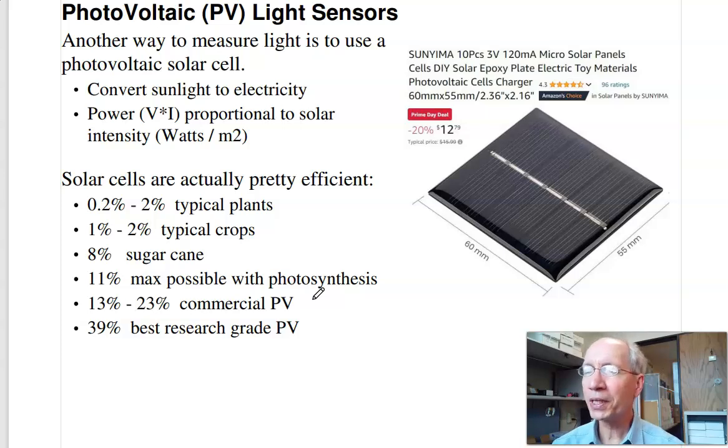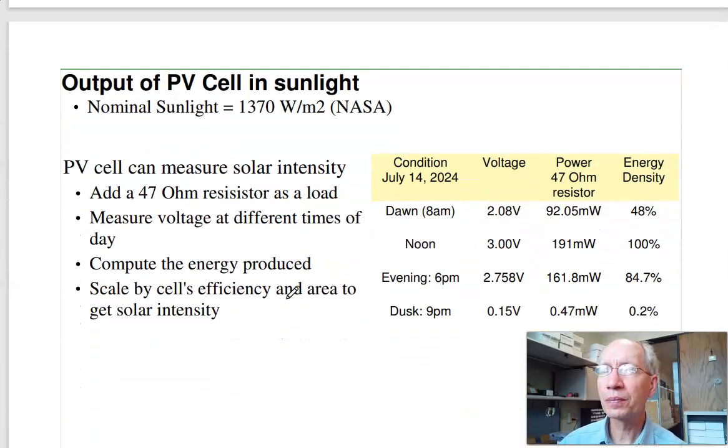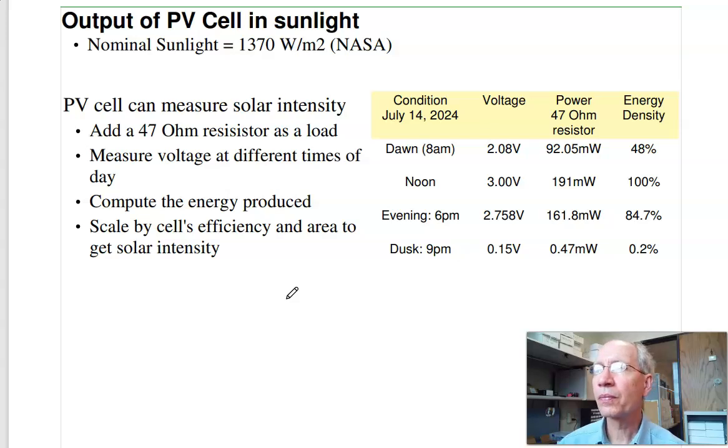With solar cells, we could actually do better than nature. Solar cells are between 13 and 23% efficient for commercial brands. Some research-grade PVs are up to 39% efficient. So they're actually not too bad. With solar cells, I can measure how bright the sun is. So, for example, you can go outside and measure the intensity at dawn, noon, and evening.